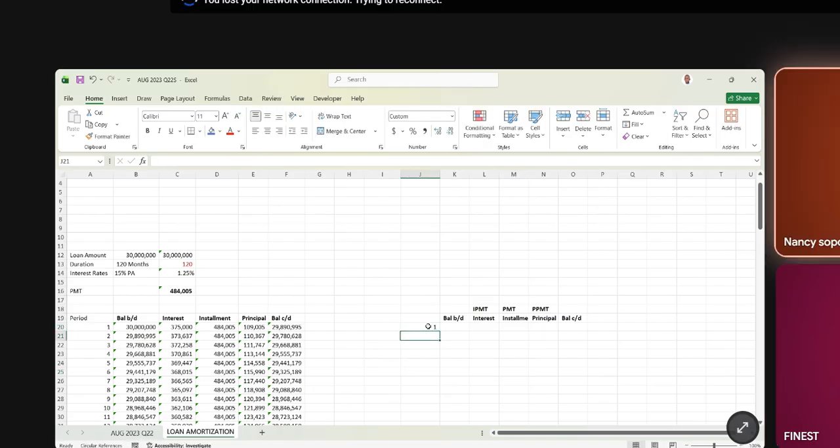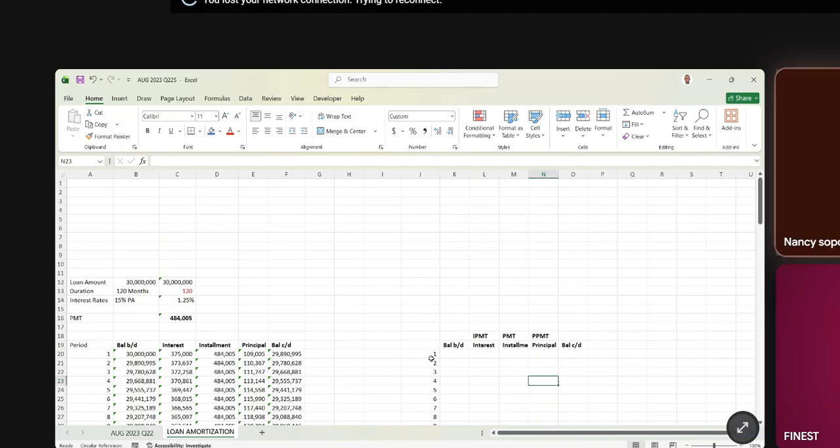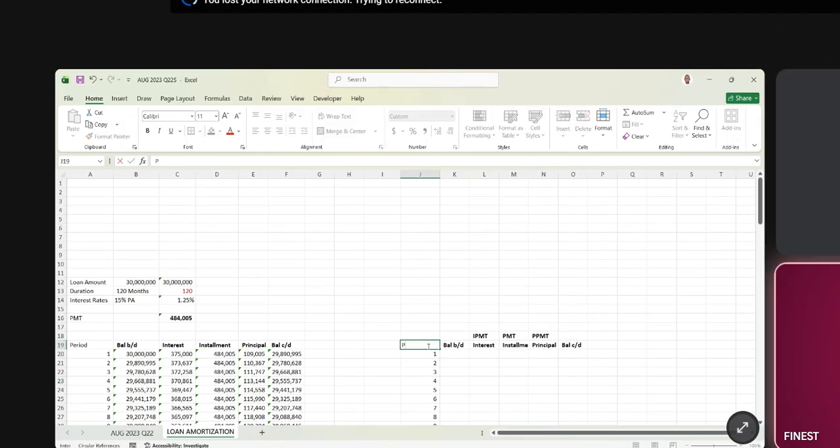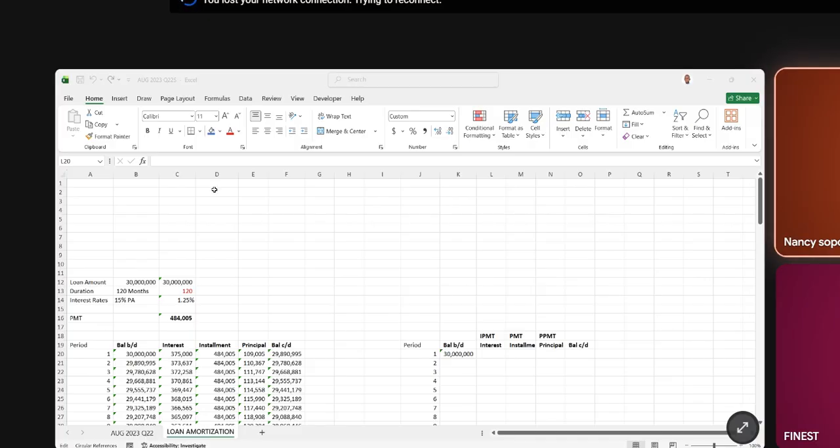We have said we have one, like that. Series column 20. So we have that. So we have the period. The breakdown is the same, which is 30 million. What is our IPMT? How do you calculate that? IPMT, that's what we want to calculate. The interest.